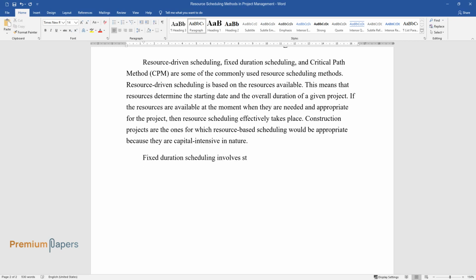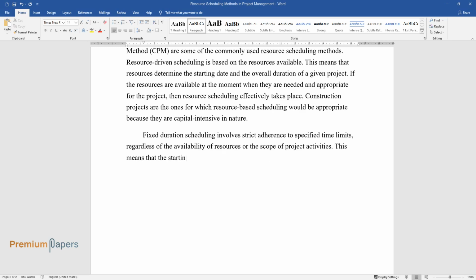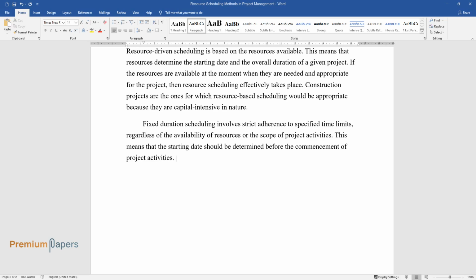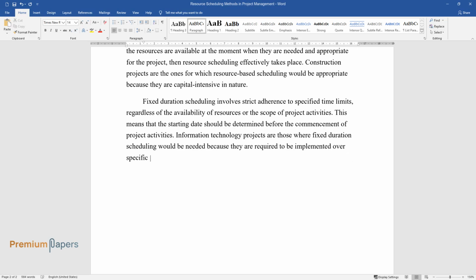Fixed-duration scheduling involves strict adherence to specified time limits, regardless of the availability of resources or the scope of project activities. This means that the starting date should be determined before the commencement of project activities. Information technology projects are those where fixed-duration scheduling would be needed because they are required to be implemented over specific time durations.